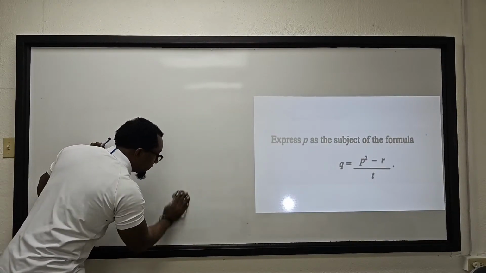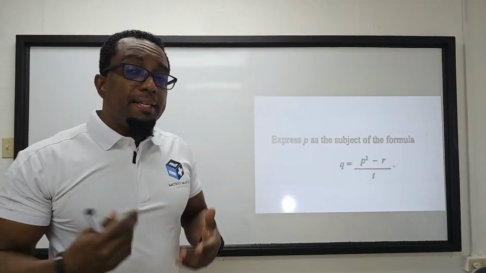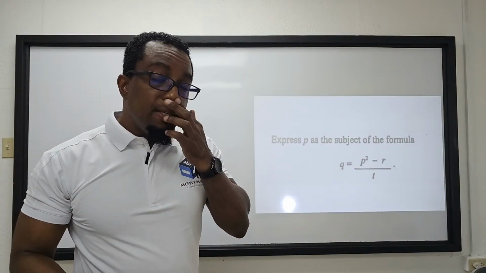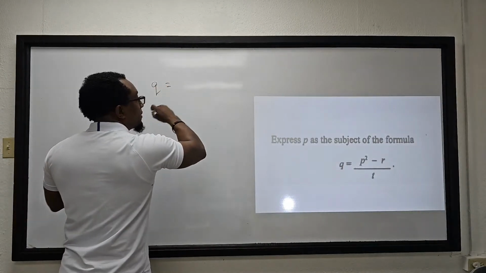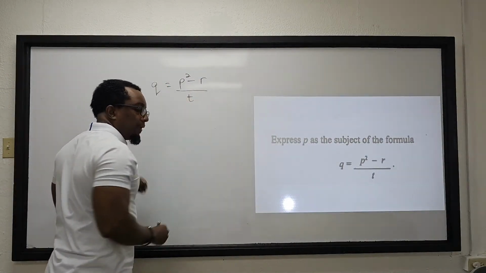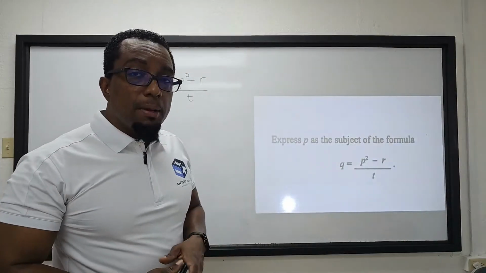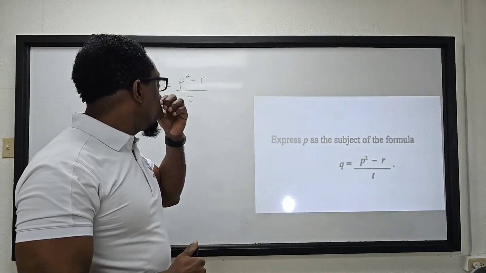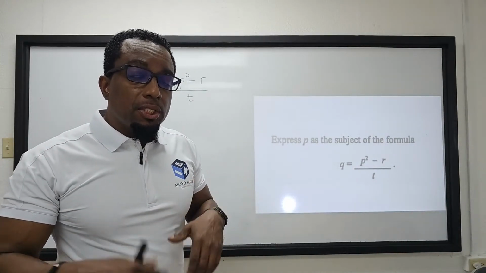Again, in expressing P as the subject of the formula, we want to get P by itself on one side of the equal sign. So we have Q is equal to P squared minus R all over T. So how are we going to make P the subject of the formula? What we can do is first remove it from its fraction form.